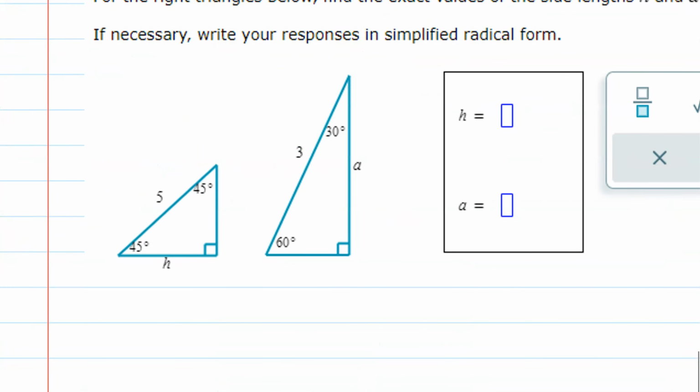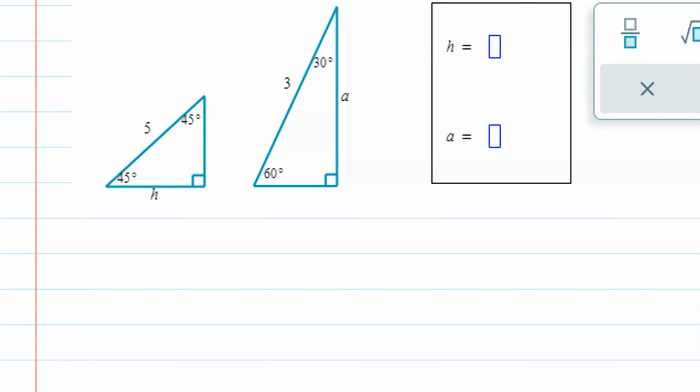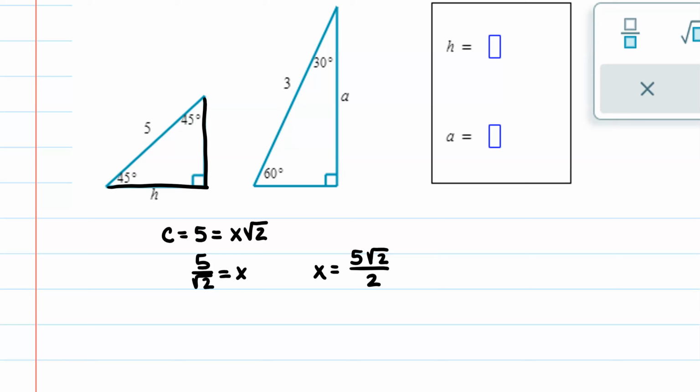Okay, let's try another one. And I encourage you to pause it and try it and then see if you get it right. So here our C value is 5, and that is x times the square root of 2. So to get x alone, we're going to divide by the square root of 2. So I get 5 over square root of 2 equals x. And if I rationalize that, I get x equals 5 rad 2 over 2. So now what did x represent? It represented the two legs of your 45-45 triangle with a hypotenuse of 5. So each leg would be 5 rad 2 over 2, 5 rad 2 over 2.